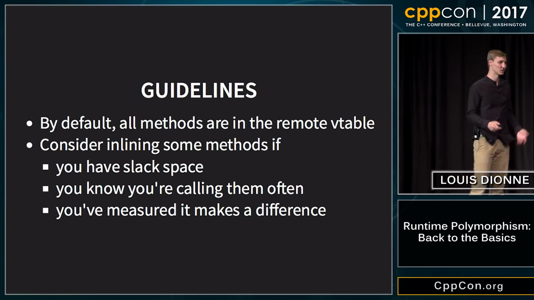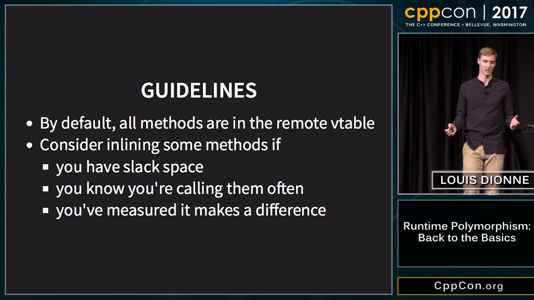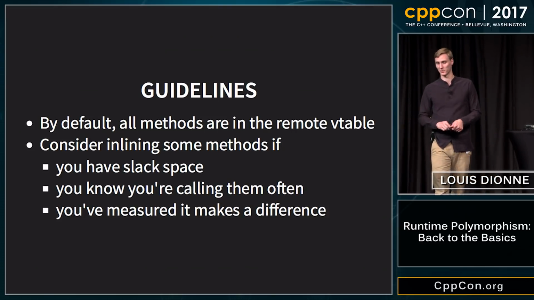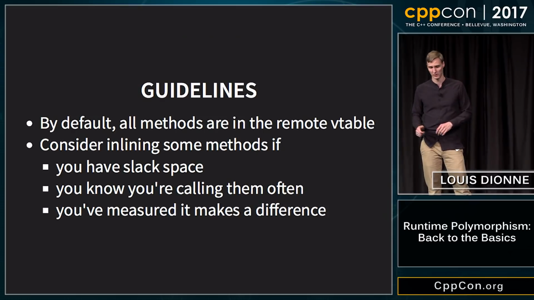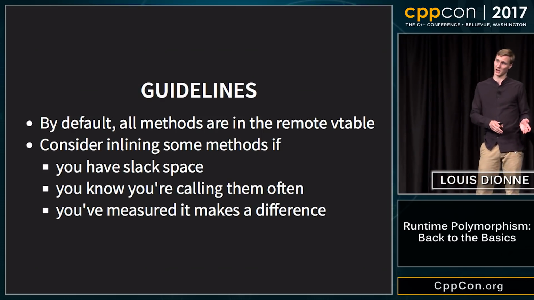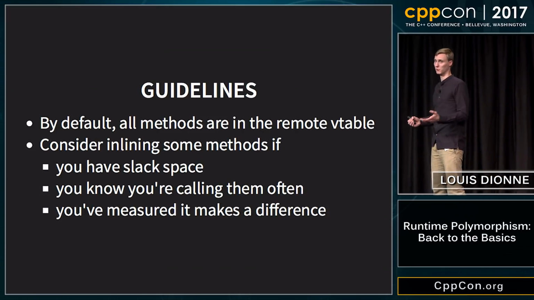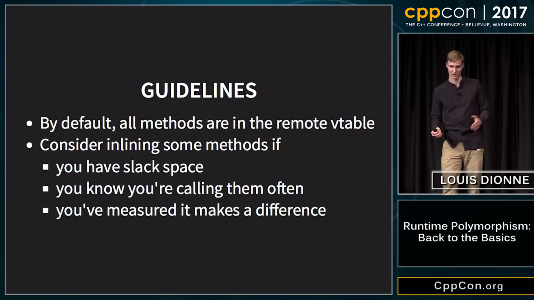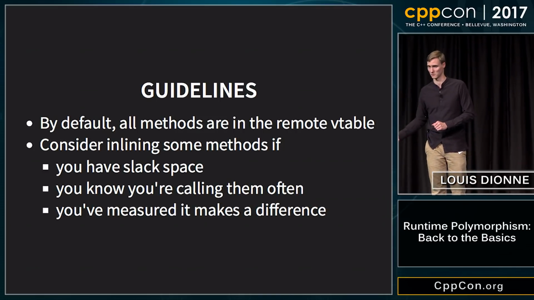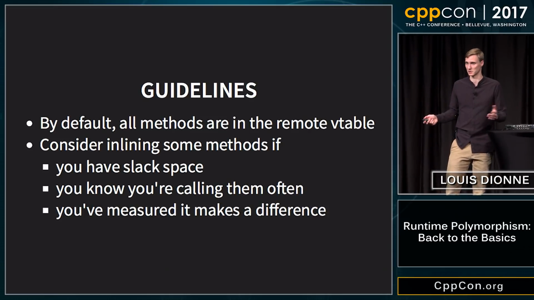So I think the guideline, by default, is just don't bother with vtable inlining. It's probably not worth it, and it may actually not help. But you could consider inlining some methods if you know they're really hot, if you have some space in your object you don't care about, and if you've measured that it actually makes a positive difference. Otherwise, just don't bother. But it's still an interesting thought experiment.